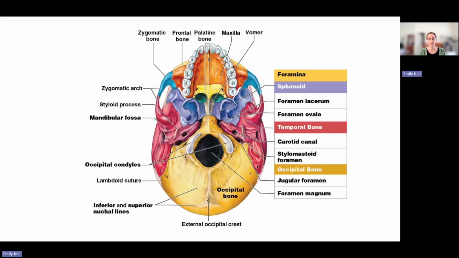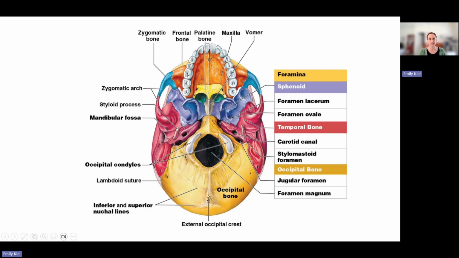On the skull, we want to know some openings or foramina, specifically the foramen magnum, the big foramen, which is where your spinal cord joins your brain. You've got the occipital condyles, which is where your spinal cord will articulate with your skull. We want to know about some of the sutures. So we've got the lambdoid suture peeking out right here.